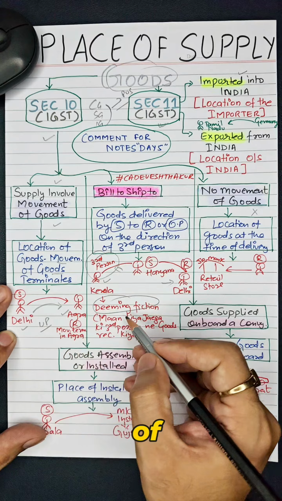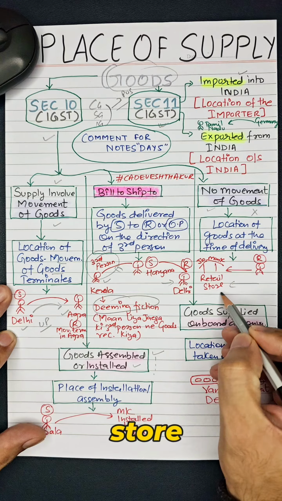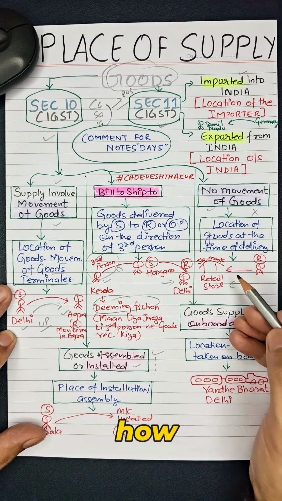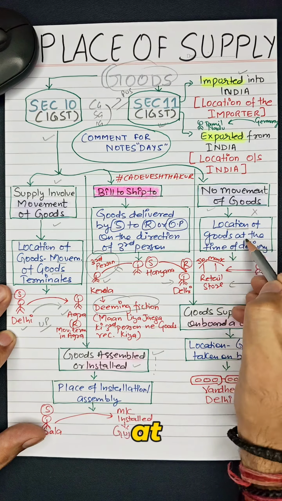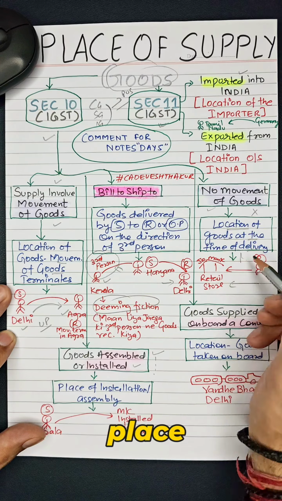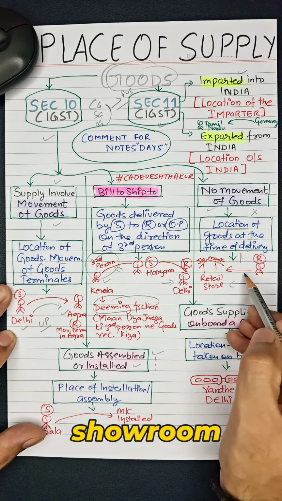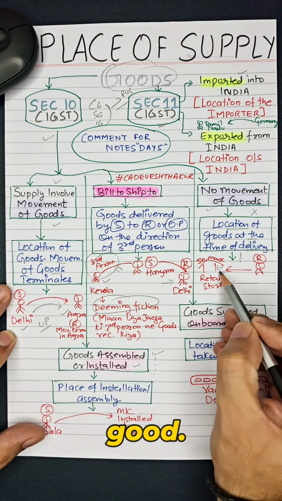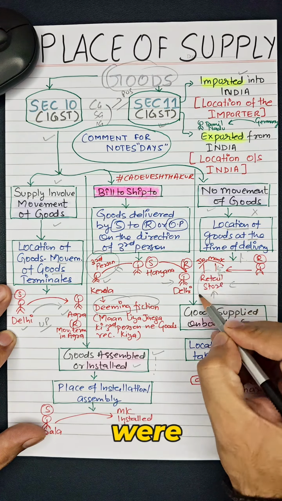When there is no movement of goods during a supply, like when a customer walks into a retail store and picks up the goods himself, how do we determine the place of supply? It's very simple. The location of goods at the time of delivery is considered the place of supply. Here in this example, the customer visits the showroom or retail store directly and takes the goods.